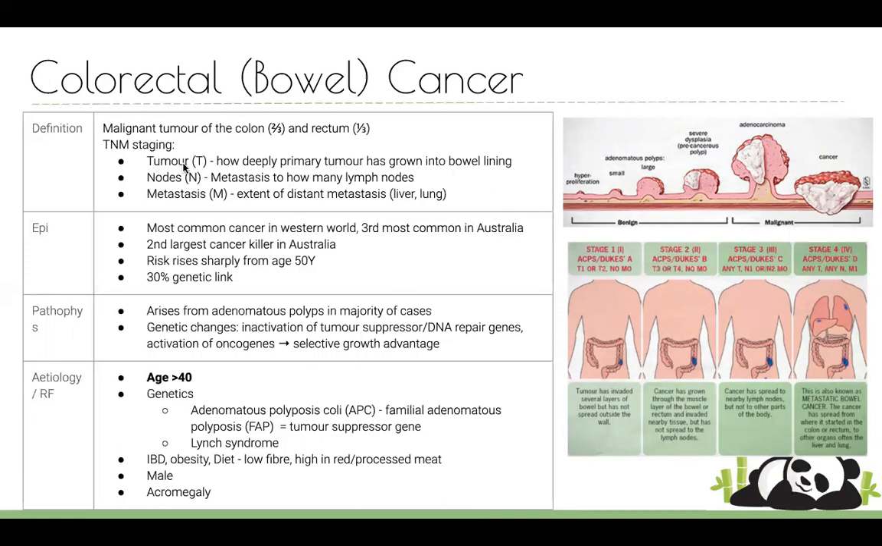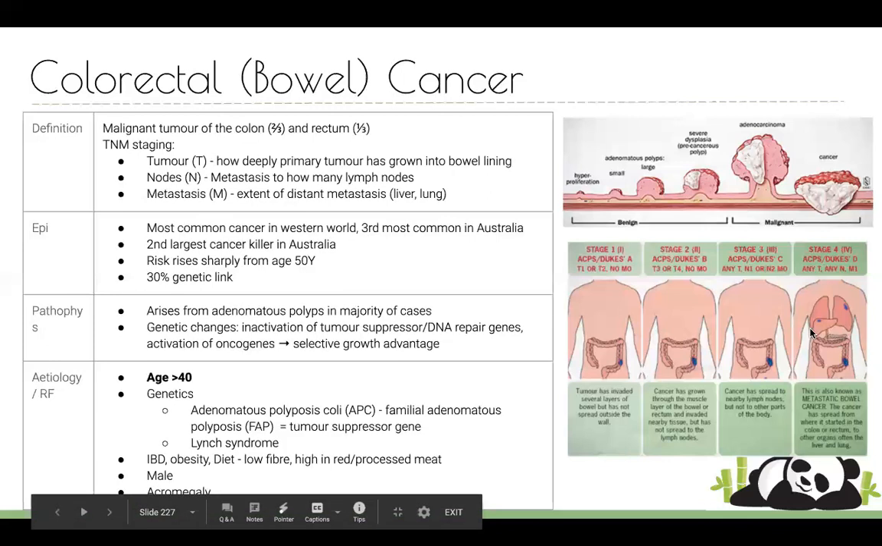It's really easy to remember because T stands for tumor. So that's how deep the primary tumor has grown into the bowel lining. N is lymph nodes, N for nodes. And so if it's spread to any nodes, that's when you start at N1. And then M is metastases.